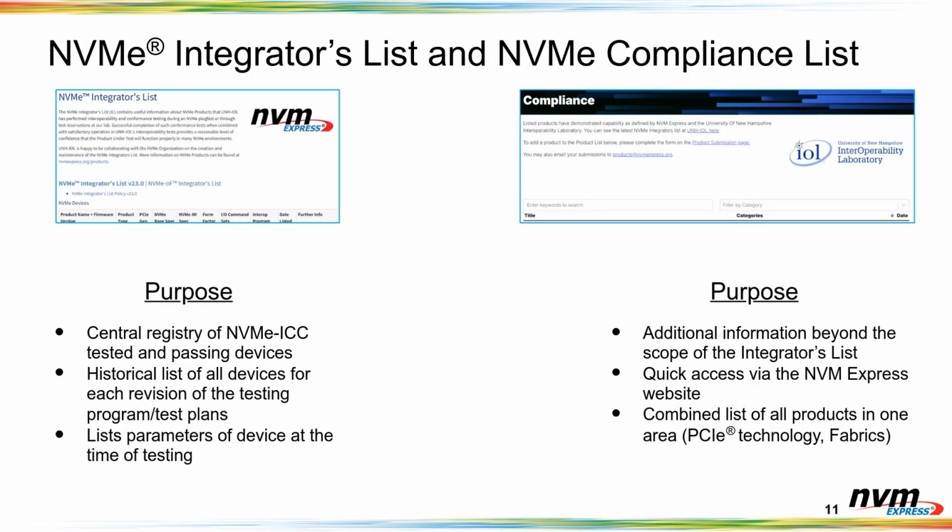So I also want to highlight that there are two lists available for being listed upon passing the required testing. On the left side, there's the NVMe integrators list, which is really the source of truth or the main list associated with the ICC testing. But member companies can also opt to have their device listed on the main NVMe website on the compliance list on that side, which has more room for more marketing materials and additional information.